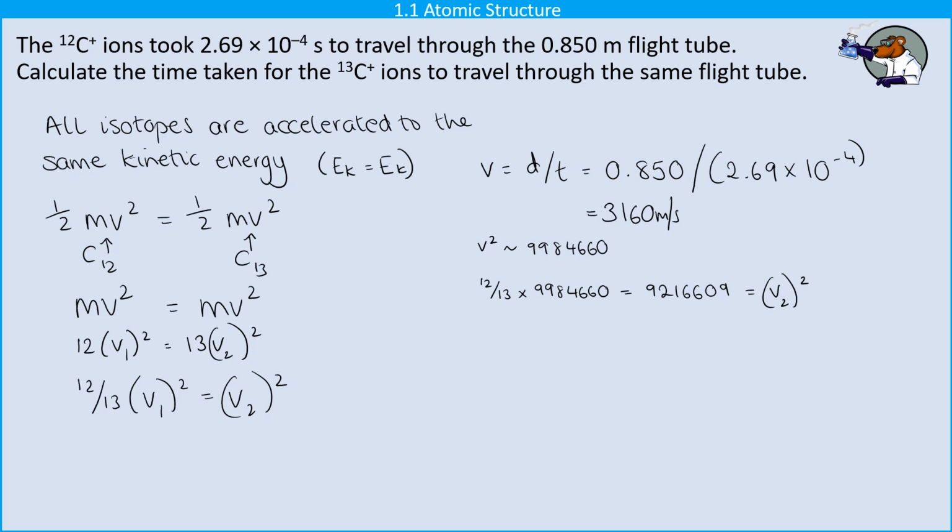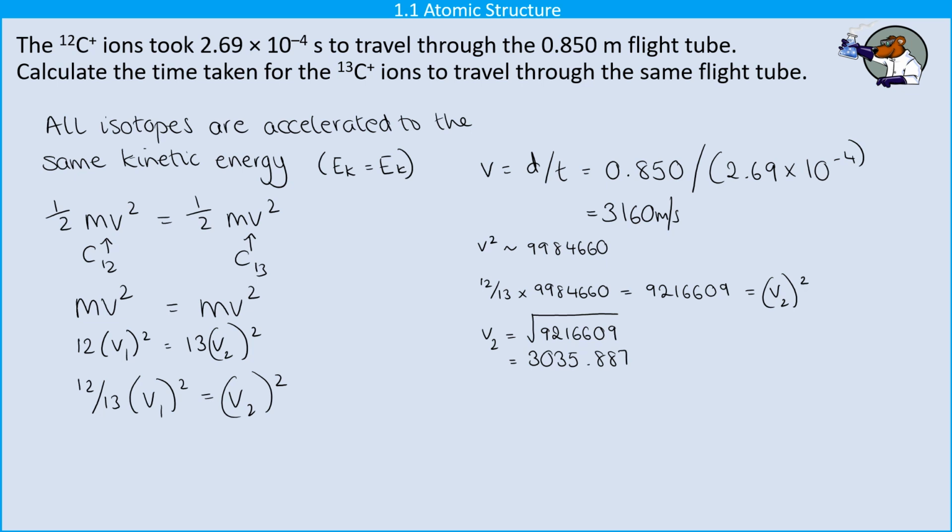So I just want velocity on its own, so I'm going to need to square root that next, which gives me an answer of 3035.887 meters per second. So that makes sense. It's a heavier isotope, it's moving slightly slower. And this is the point where people get tripped up because they get so excited to have worked out velocity that they forget the question didn't ask them about velocity, it asked them about time.